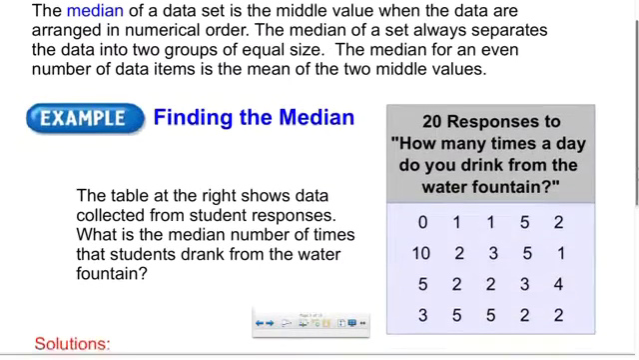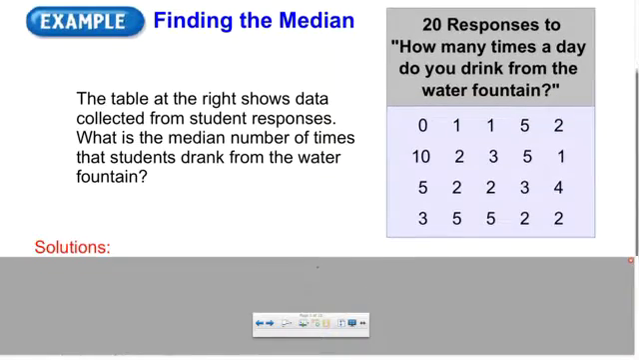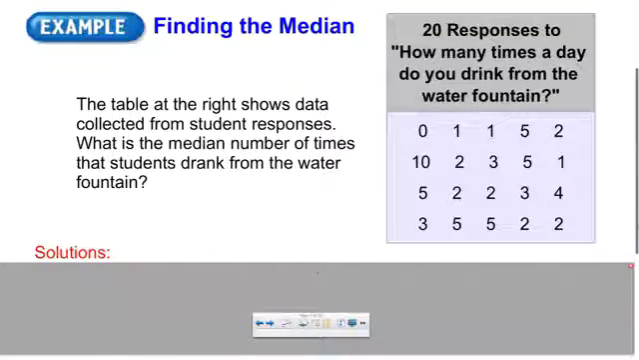So if you guys don't mind, here's the data set: 20 responses to how many times a day you drink from the water fountain. First step, arrange it least to greatest. Second step, find the middle number. If there is no middle number, you're going to make one by taking the average of the two closest to the middle.